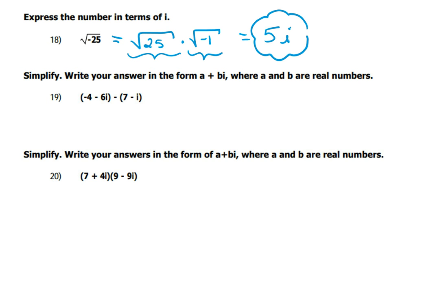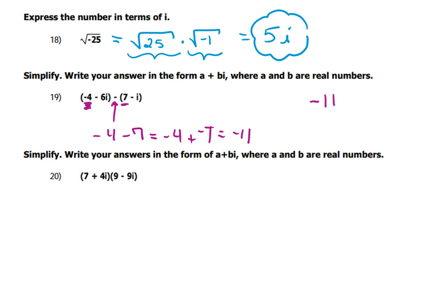Number 19, let's see, simplify, write your answers in a plus bi. Okay, so we have a subtraction problem here. So we're going to start with the negative 4 minus 7. Negative 4 minus 7 is actually negative 4 plus a negative 7, which is negative 11. So negative 11 is the first part.